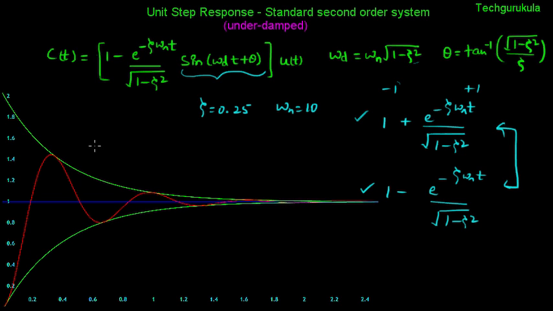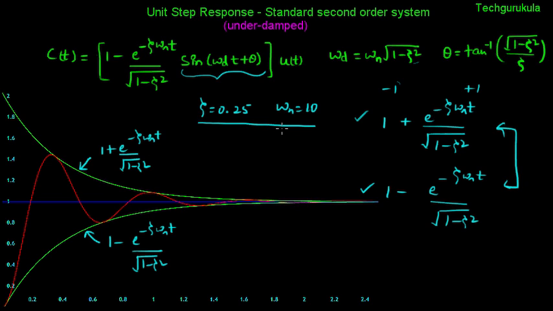In this plot, for our understanding, I have plotted the envelopes. This is for 1 plus e power minus zeta omega n t over square root of 1 minus zeta square, and this is the lower envelope, which is 1 minus e power minus zeta omega n t over square root of 1 minus zeta square. So the green curves above and below, which are exponential ones, are the upper bound and lower bound, and the blue curve over here, which is a constant, is the input, and the red one over here is the output response we are looking for, which is C of t. All this graph is for the values we have discussed.